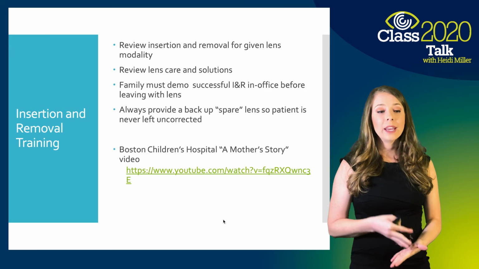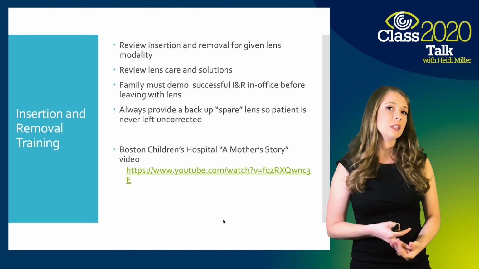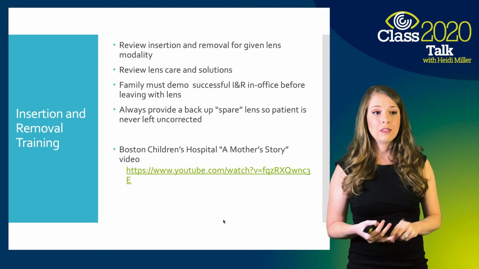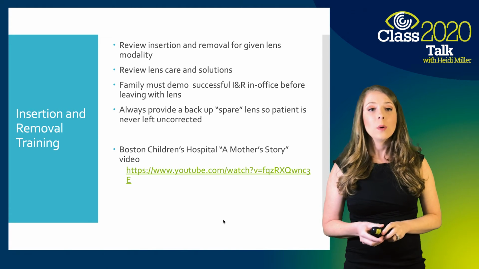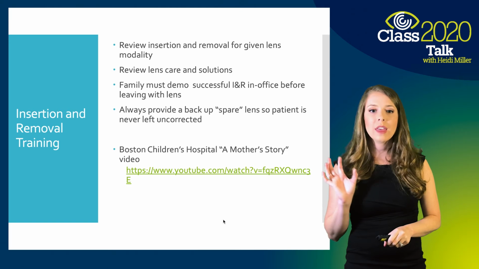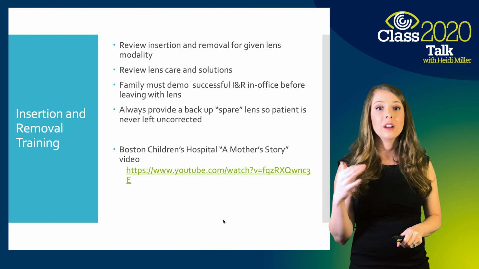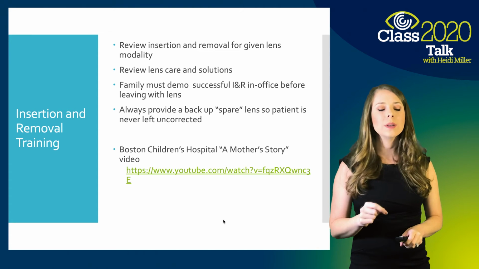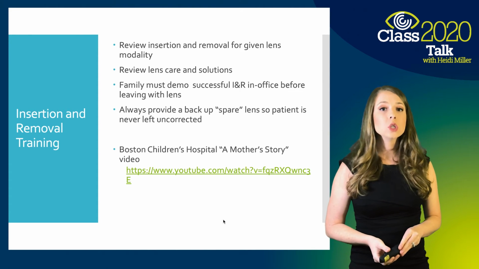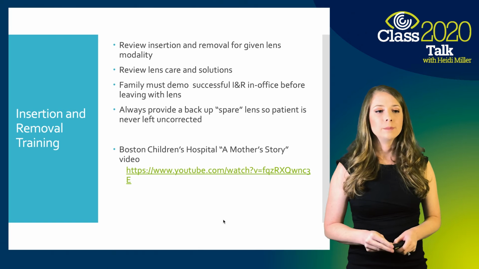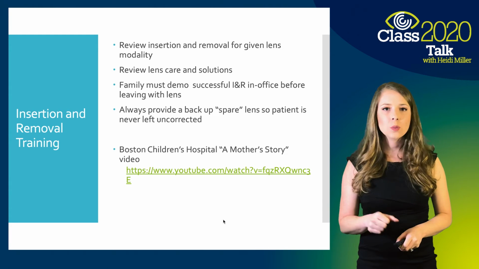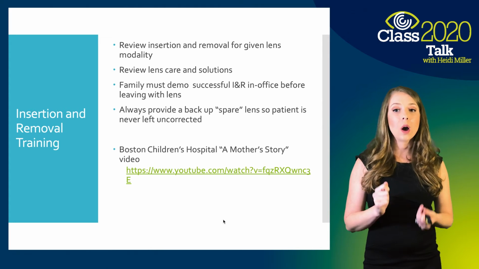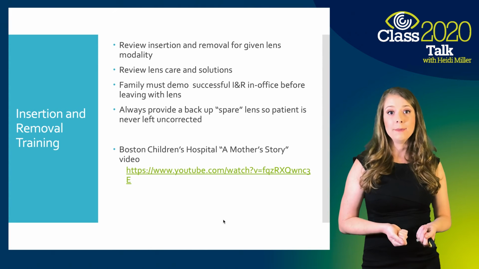I always make sure that the families are able to demonstrate successful insertion and removal in office before leaving with the lens, and always providing a backup pair. You want to make sure that if they do lose a lens, that they're not waiting until 2 months to come back to their follow-up to get that lens. So they always want to have a backup lens with them, which is really important. And if they don't have one and they're down to the last one, always tell them to call in to get that replacement lens so that they always have a backup pair or spare pair with them, so the child's never going uncorrected.